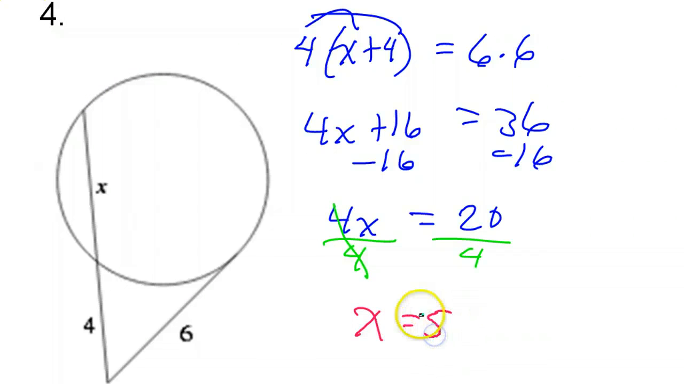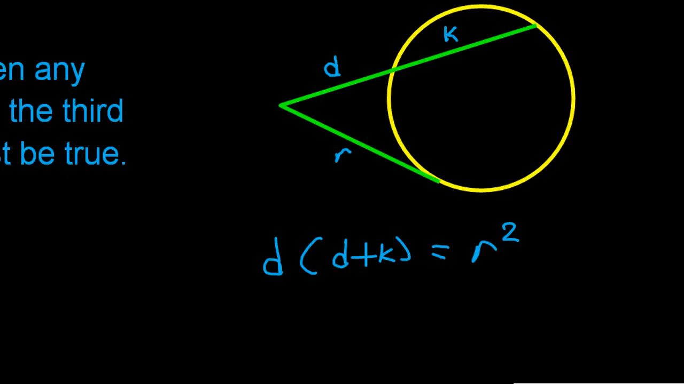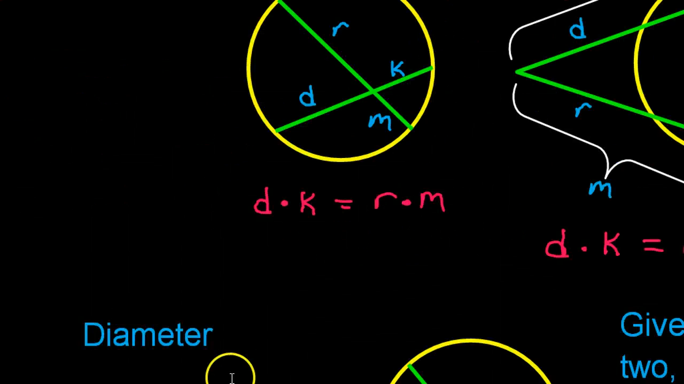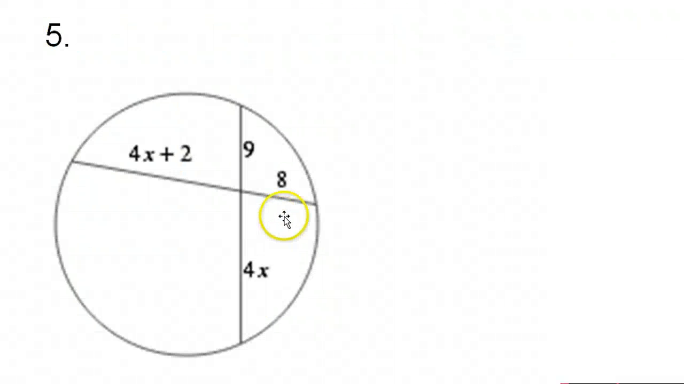Turns out x is equal to 5. Okay, number 5 is in the other situation of which we spoke. All right, part times part equals part times part. There's no part and whole this time. It's just part times part. So we'll just take one chord at a time.